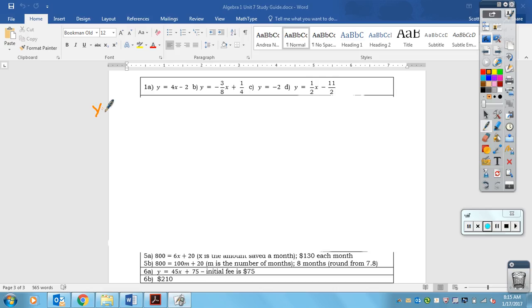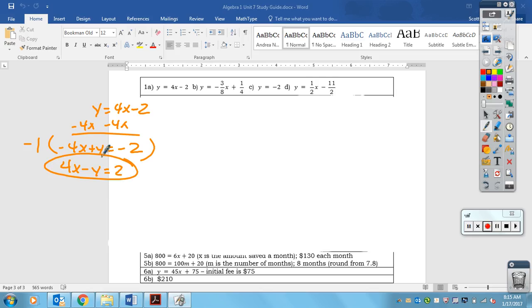So 1a, y equals 4x minus 2. In order to write this in standard form, we just have to swing the 4x back over, negative 4x. This is negative 4x plus y equals negative 2. Now, technically, this lead term should be positive, so let me switch the signs of everything, or multiply the entire thing by negative 1. 4x minus y equals positive 2.